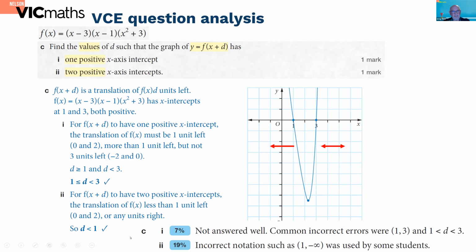And you can see from our success percentages that we only got 7% for part 1. We've got 19% for part 2. So pretty low. So like I said, even though a lot of students had the idea about the translation, they needed to make sure that they get the brackets correct.